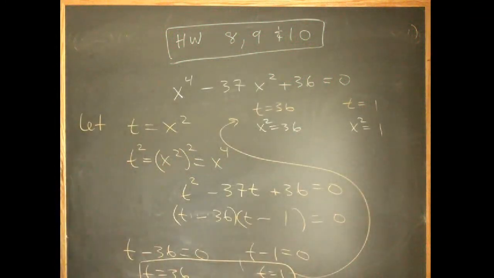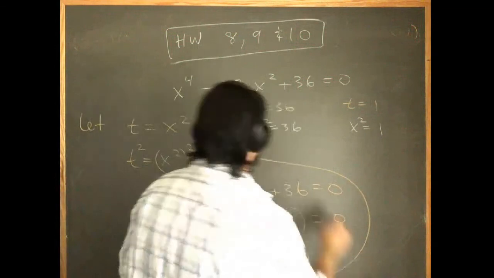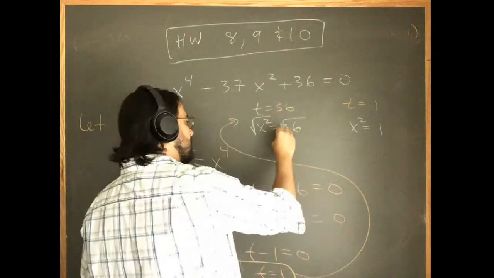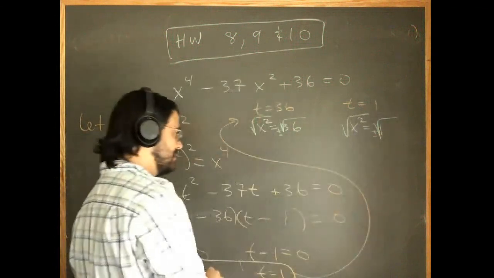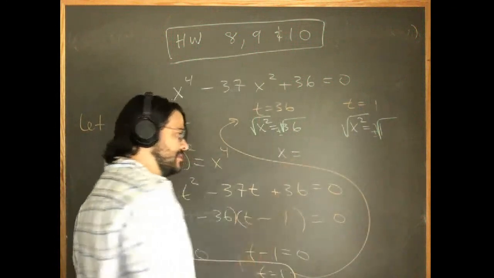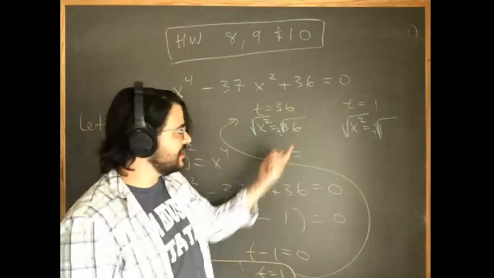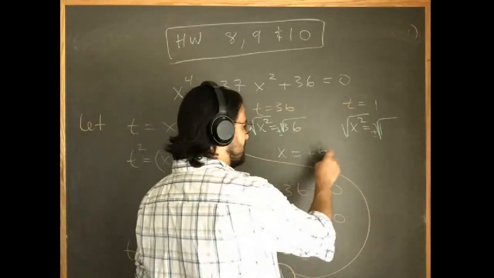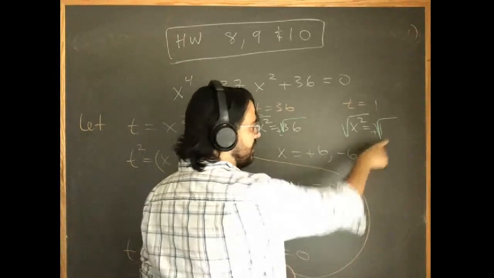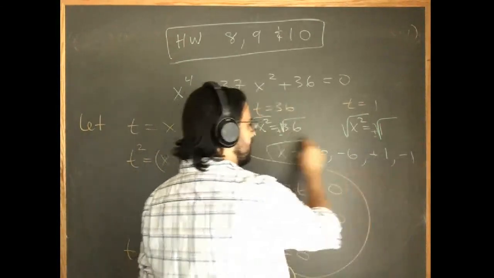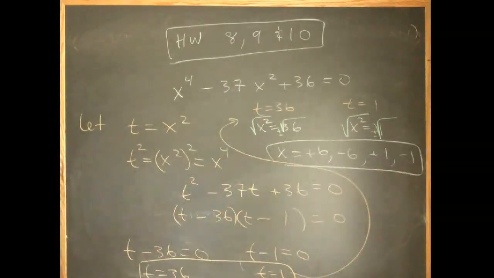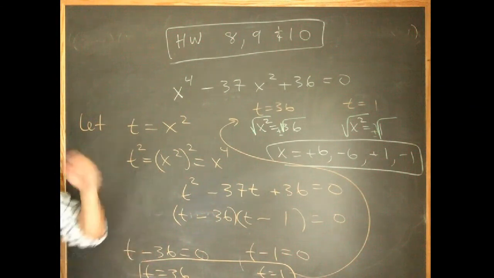Now, to solve for x in the first one, we take the square root of both sides. And remember that we get a plus or minus. And the second one, we take the square root of both sides. And again, remember that we get a plus or minus. So we get 4 solutions. In this case, the square root of 36 is just 6, so we'll get positive 6, negative 6. The square root of 1 is just 1, so we'll get positive 1 and negative 1. And those are the 4 solutions to this 4th degree polynomial. And again, what you're going to do for 8, 9, and 10 are substitutions.